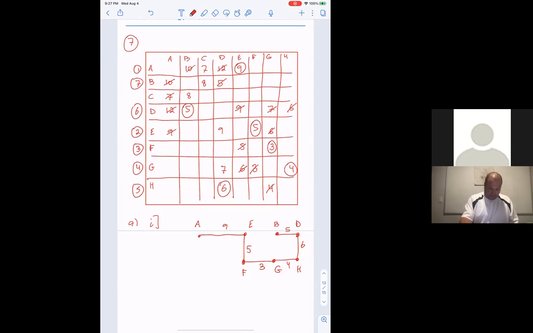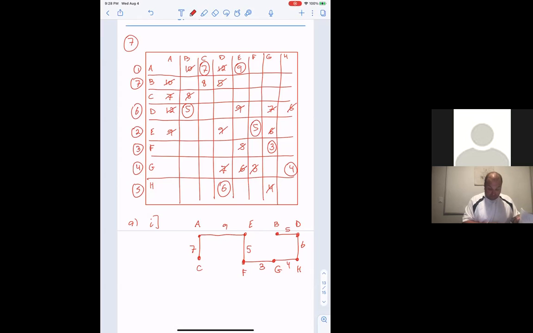Cross out B. And now the smallest number. Oh, wait, how come these weren't crossed out? These should have been crossed out. And then the smallest number now is 7 again. And that's A to C. 7. Let me just check it. I kind of feel that I missed a couple things. I want to make sure this is correct before going on.